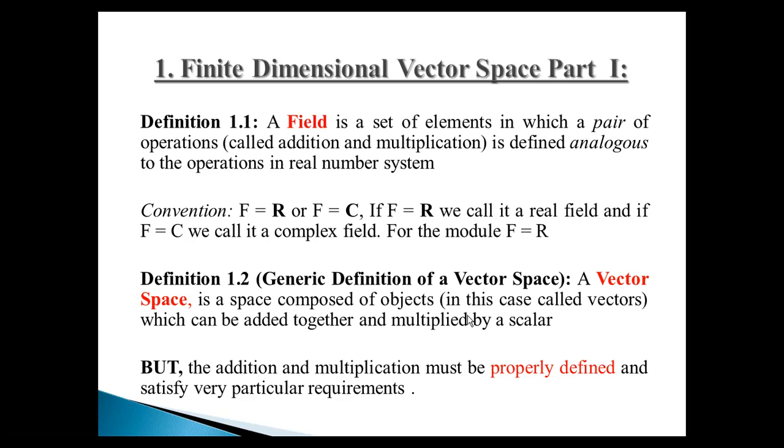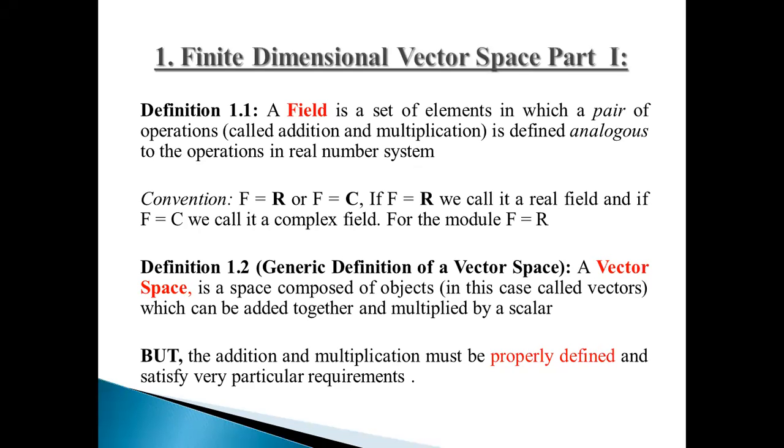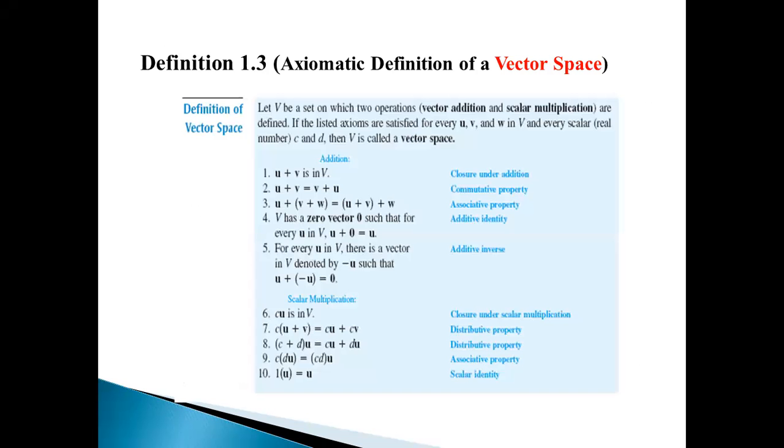But the way you'll be adding these objects and the way you'll be multiplying these objects inside the vector space with a scalar should be properly defined. And the way they are defined should satisfy very particular requirements. So there is this axiomatic definition of a vector space.